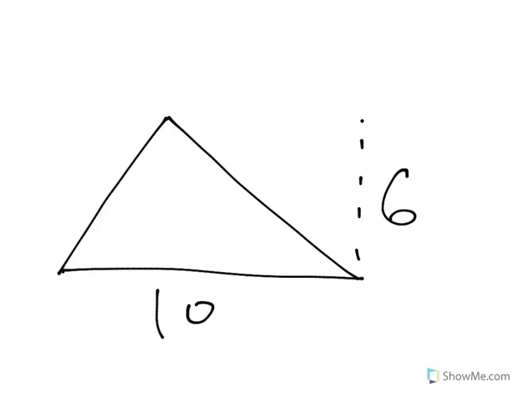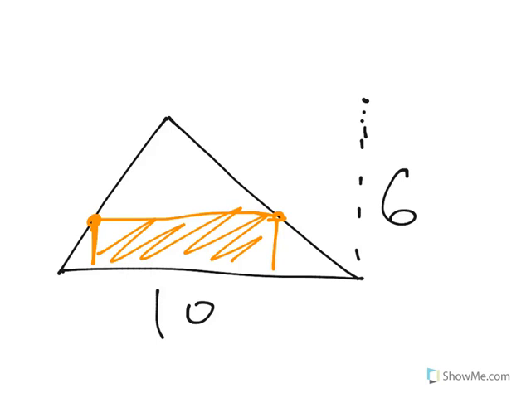Here I have a triangle that has a base of 10, and I don't know the other two sides, but I know the height of the triangle is 6. And this question is asking, if I were to pick a point on one of these sides, and I made a nice perpendicular line and a line parallel to the base, it would create a rectangle. And that rectangle would have some area.